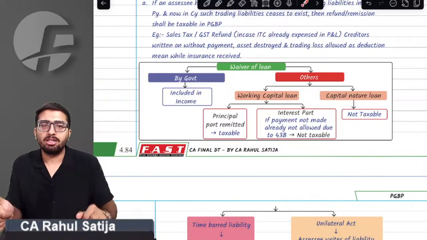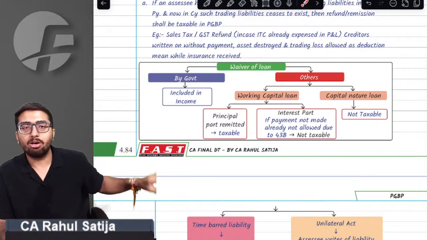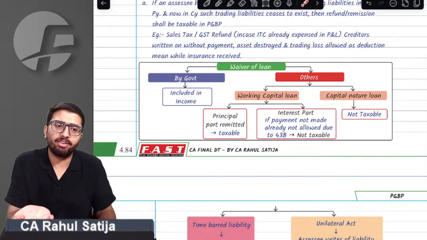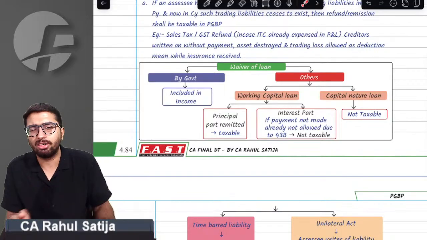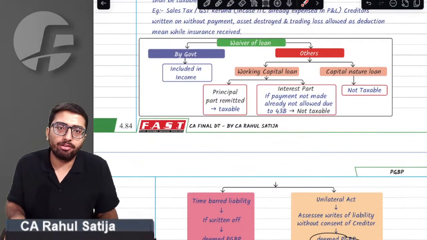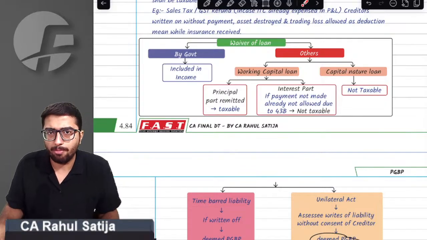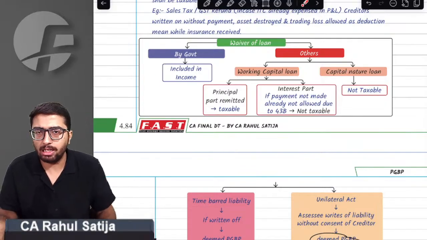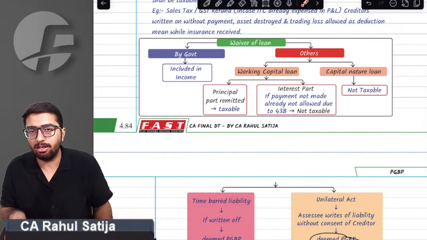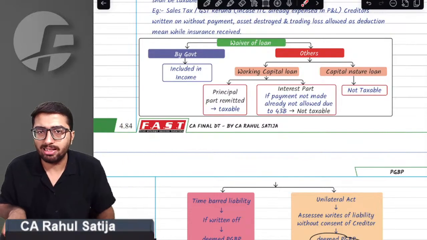Sir, so what is the gist? Whenever we have a trading liability that is either ceased or remitted or refunded, it shall become deemed PGBP, regardless of whether we had claimed a deduction on that or not. If a government loan is being waived off, it shall become our income. If another loan is waived off, it depends upon what type of loan it is. If it is a capital nature loan, everything is adjusted from the asset. Therefore, no income will arise in our case.